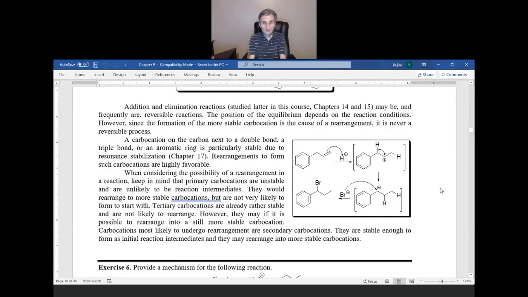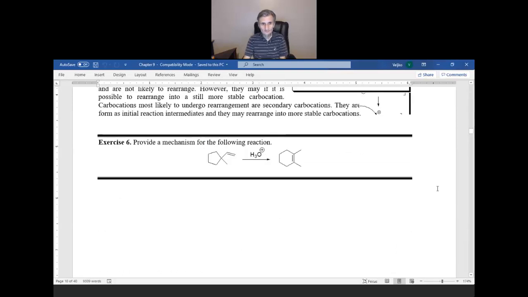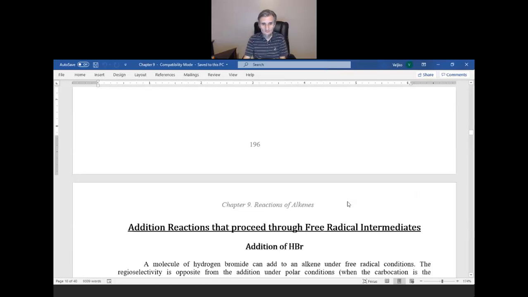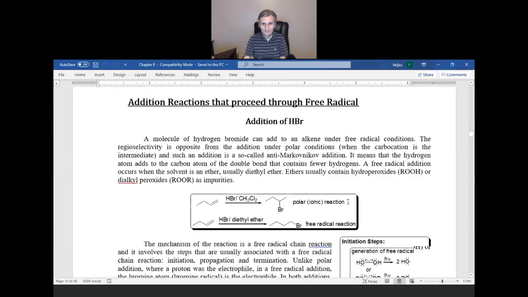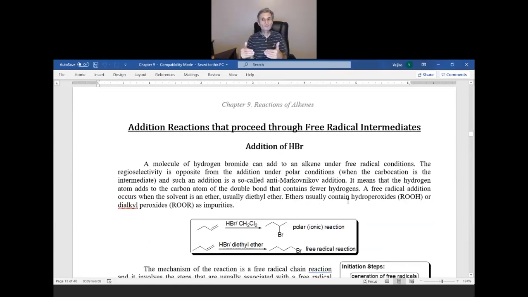So one important aspect of my lectures or our meetings is also to tell you what to focus on, what you don't need to study now. So those would be carbocations.